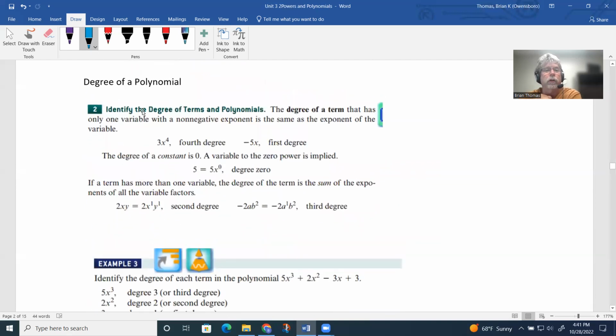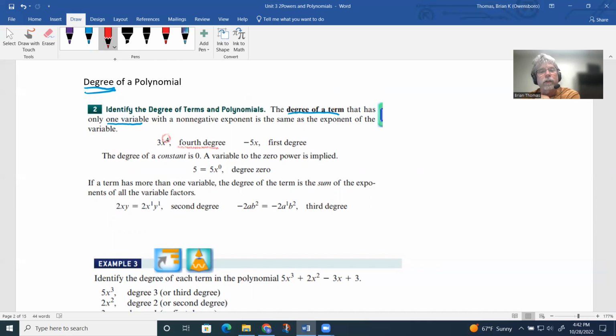So next thing we get into is what's called the degree of a polynomial. The degree. So to identify the degree of terms in polynomials, first off, let's talk about the degree of a term. The degree of a term that has only one variable will be the non-negative exponent. So if I have like 3x to the fourth, the degree of that is going to be the exponent of the variable. So this would be considered a 4th degree term.